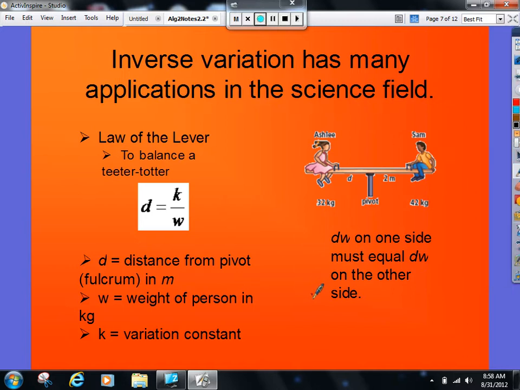This is kind of interesting to me. The law of the lever, I don't know, I call it a teeter-totter. Some people might call it a seesaw, but I think teeter-totter is more fun to say, so that's what I'm going to say. I bet you all have memories of the teeter-totter, and you probably have some horrible memories.